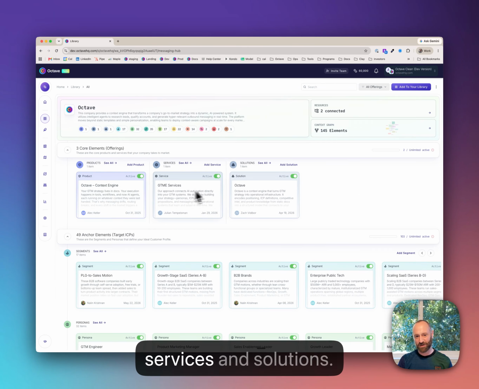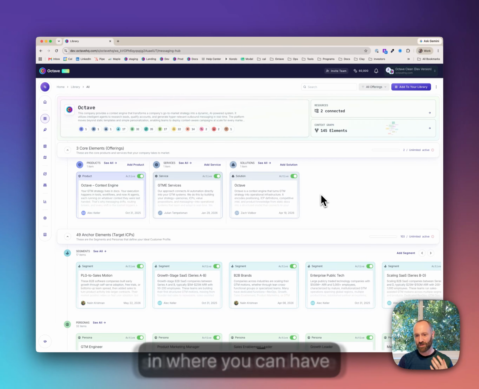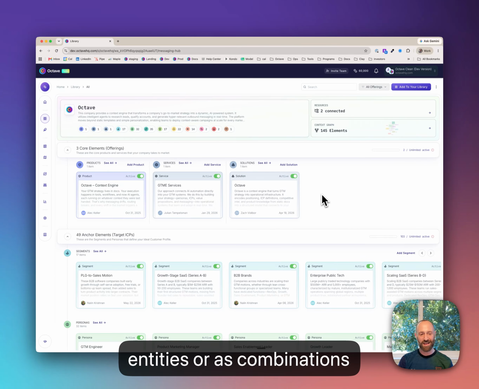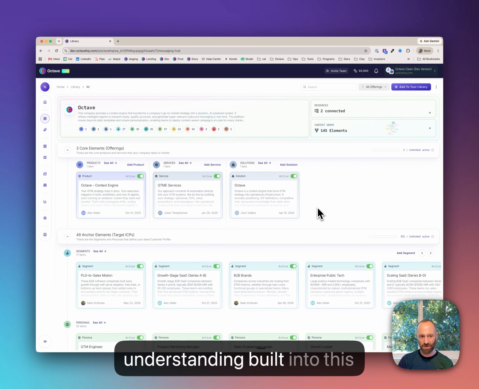We now have products, services, and solutions. So again, a unique native concept that's already built in where you can have solutions as standalone entities or as combinations of products and services like many companies have themselves, right? Again, understanding built into this knowledge graph.